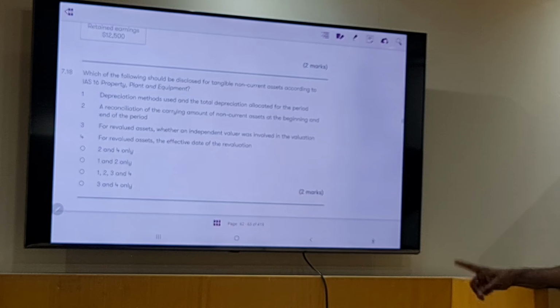For revalued assets, whether an independent valuer was involved in the valuation. If you are revaluing a big property and you don't bring a professional valuer, then that's not independent, and the value you cannot really take. So it's required. Number 3 is also important. If number 3 is important, again we cannot decide. We just decide with number 4. For revalued assets, the effective date. What do you mean by effective date? From when you started your revaluation. So that is also required. Answer is 1, 2, 3, and 4.